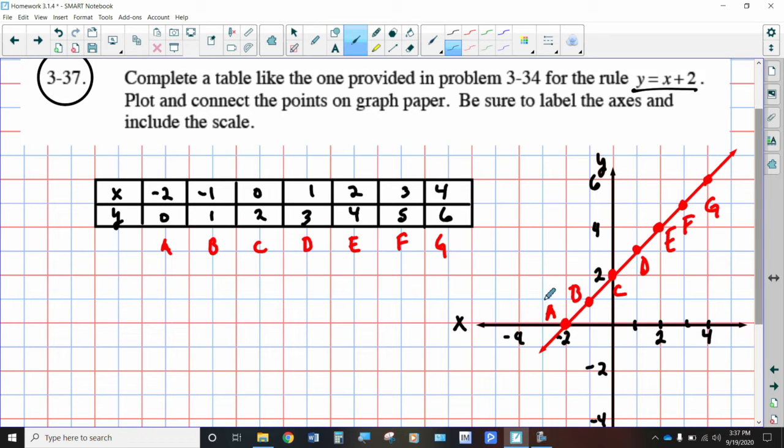Now, did we need to? I guess it did say to connect the points. In this case, we connect and make it a continuous graph because x could literally be anything. You could have chosen x to be 1.37, in which case y would be 3.37. Where would 1.37 be? Somewhere around there, and then y would end up being 3.37.